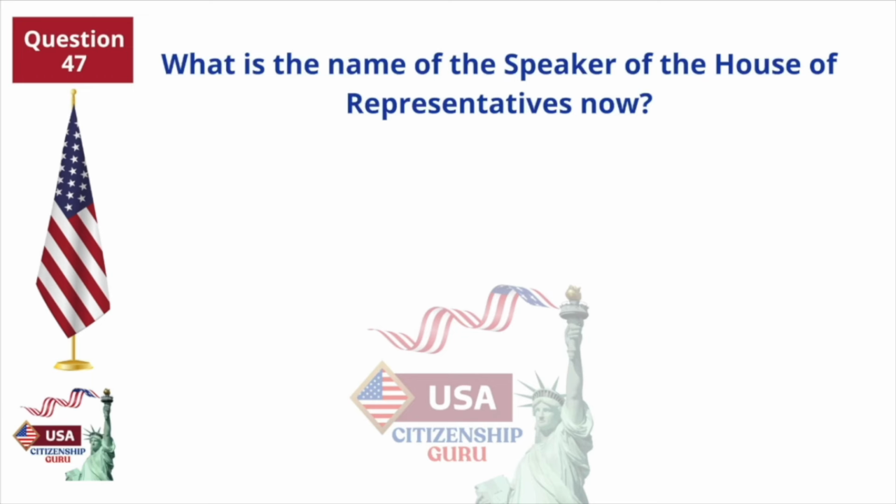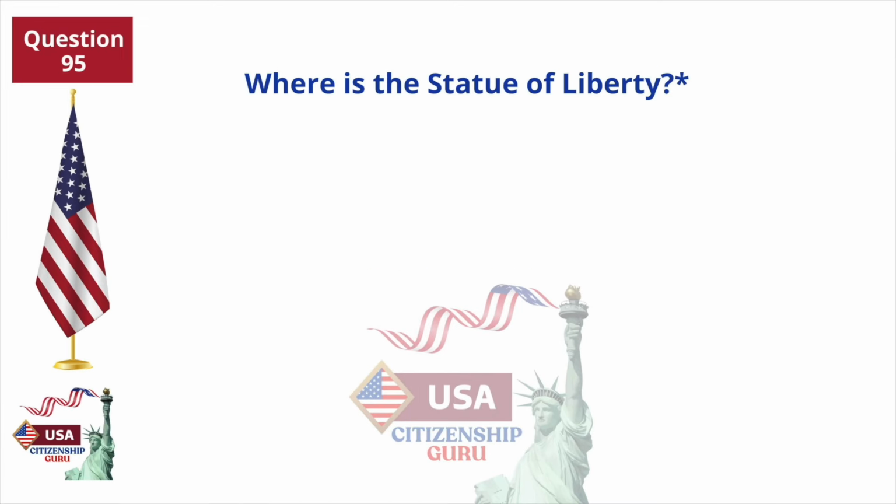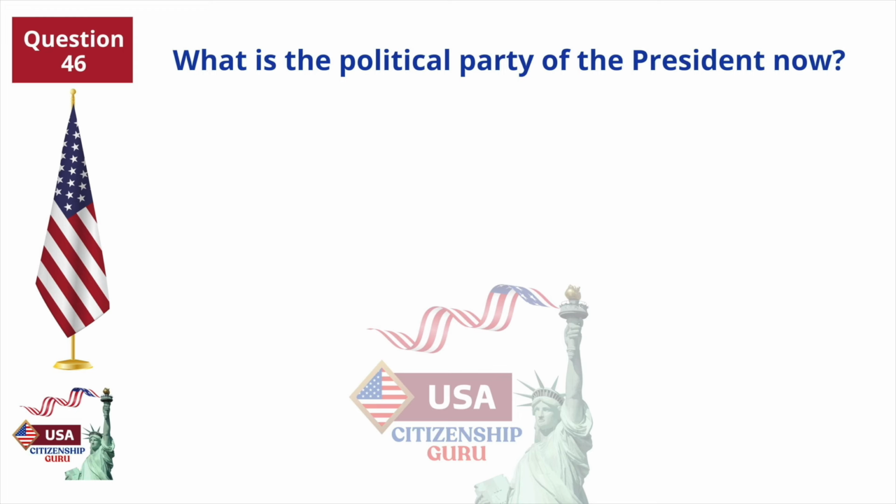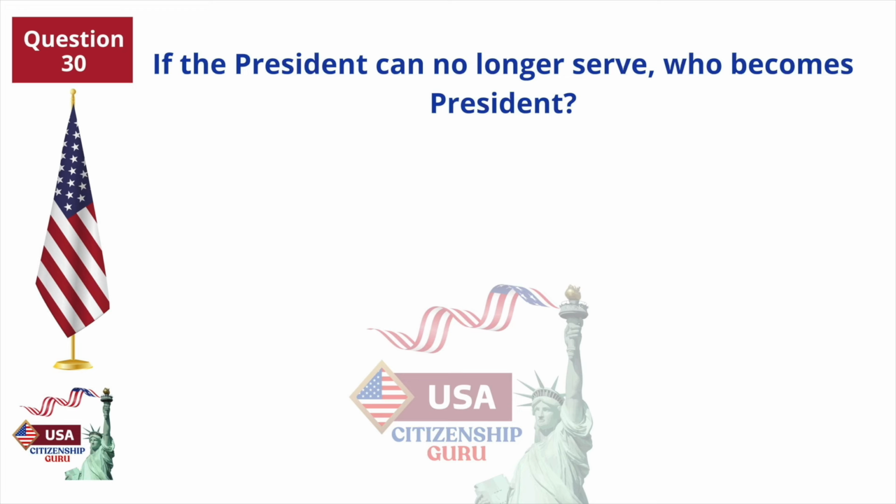What is the name of the Speaker of the House of Representatives now? Mike Johnson. Where is the Statue of Liberty? New York Harbor. What is the political party of the president now? Democratic Party. If the president can no longer serve, who becomes president? The Vice President.